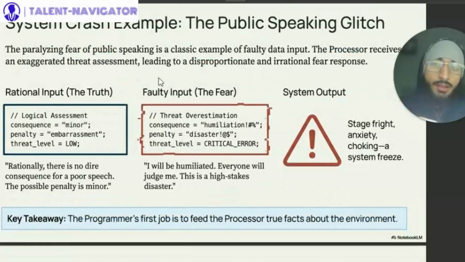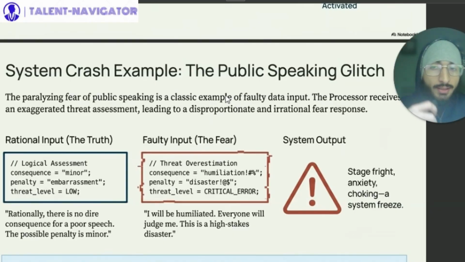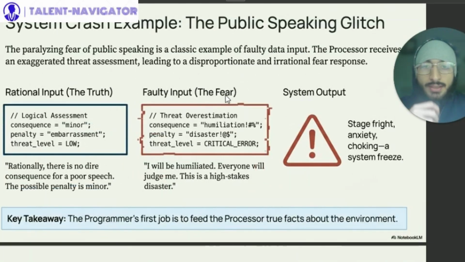Now, the system crash example: the public speaking glitch. The paralyzing fear of public speaking is a classical example of faulty data input. The processor receives an exaggerated threat assessment. That is, what if I am not able to speak well? What if I forget the sentences that I have to speak? That leads to the feeling of embarrassment, right? That leads to a disproportionate and irrational fear response, right?